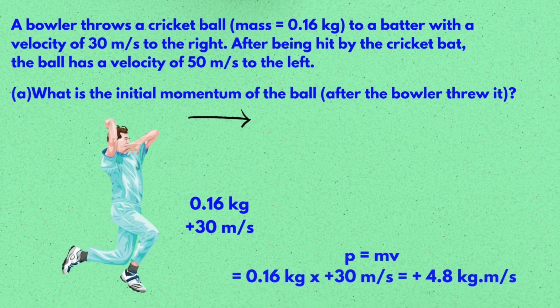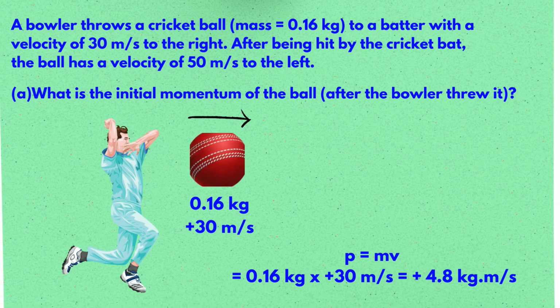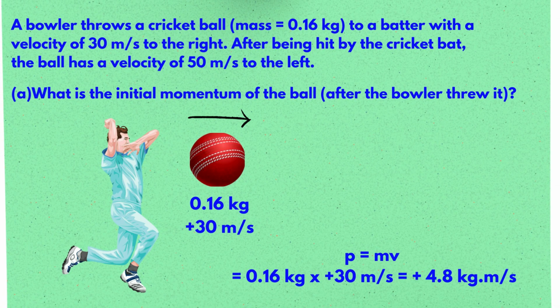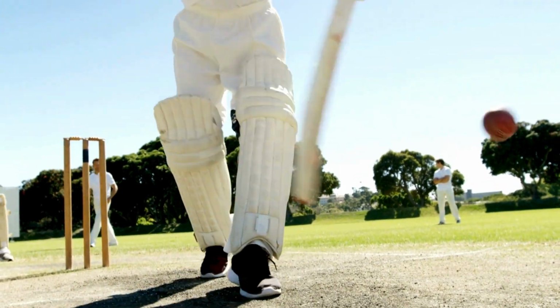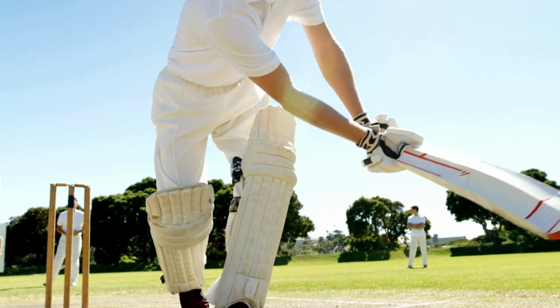Now, question A says, what is the initial momentum of the ball after the bowler threw it? So I have created an image for it. So you can see the bowler is throwing the ball. Ball's mass is shown right under the ball, and its velocity is also shown. So we can easily figure out its momentum using p equals mv. So 0.16 kilogram multiplied by the 30 meters per second gives us a plus 4.8 kilogram meter per second. And since the image is there and the numbers are there, the problem solving becomes super easy.